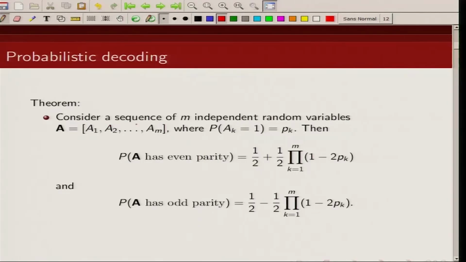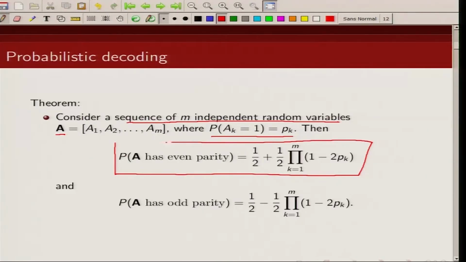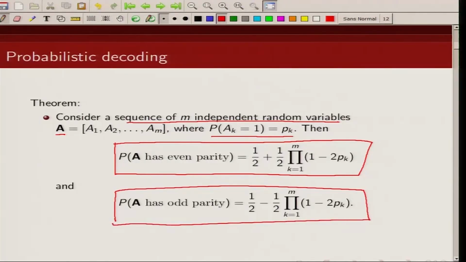It says if you have a sequence of m independent random variables which we denote by A, so A1, A2, A3, up to Am are m independent random variables and the probability of Ak being 1 is given by pk. Then the probability that A has even parity is given by this expression, and the probability that A has odd parity is given by this expression.